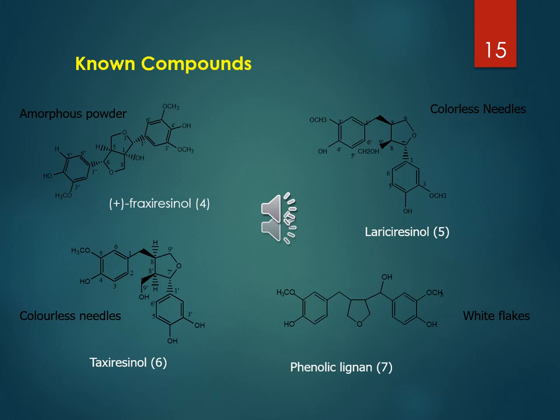The second molecule is lariceresinol. This molecule is isolated as colorless needles. It also consists of 2 phenyl units in which methoxy and hydroxyl groups are attached. In this molecule, a tetrahydrofuran moiety is linked between the 2 phenyl units. Lariceresinol is found in sesame seeds and in brassica vegetables. It is also found in the bark and wood of white fir. Lariceresinol is soluble in dichloromethane, chloroform, and DMSO.